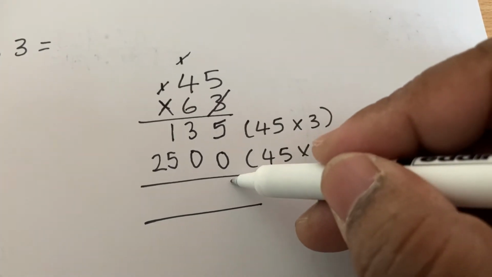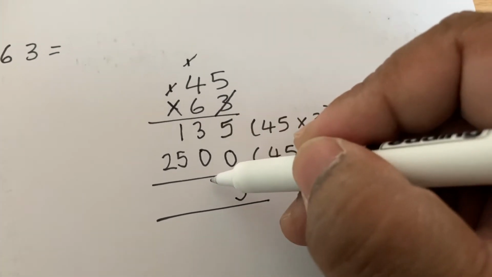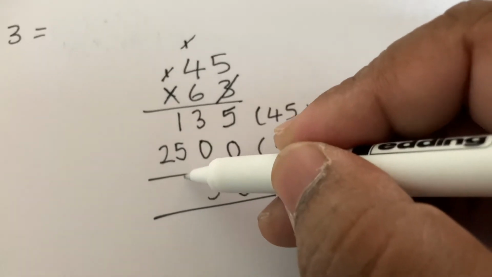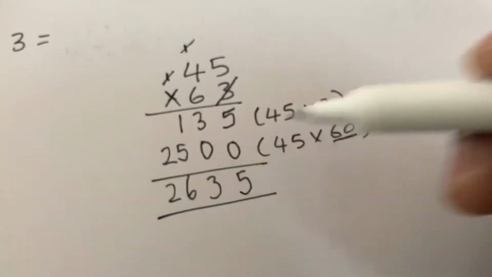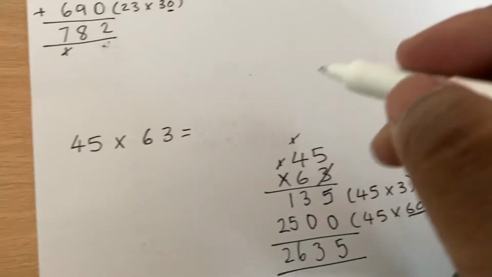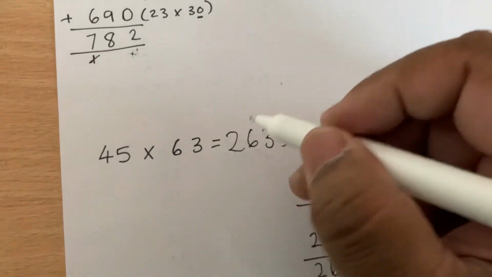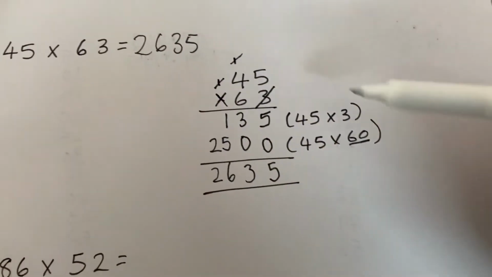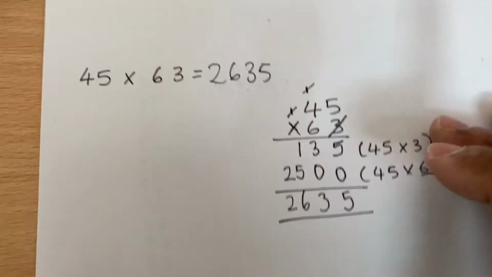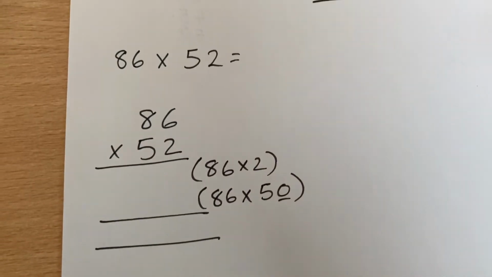If we add it up, 5 add 0 is 5. 3 add 0 is 3. 1 add 5 is 6. And the 2. So it's 2,635. Don't forget to write your answer next to the calculation once you've done the working out. This is my working out. That's my answer. Okay, let's do one more and then I'll leave you to it.